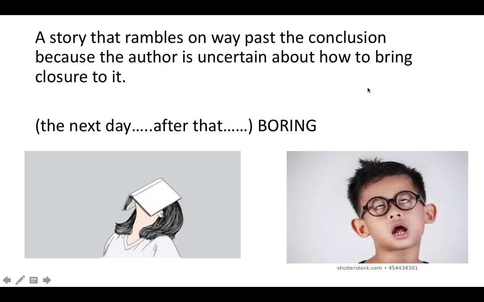So what we really want to focus on is being very clear and concise in our endings, okay? We really want to make sure that we are getting to the point, we are ending our story, and that's when the story ends. There's no going further than that.